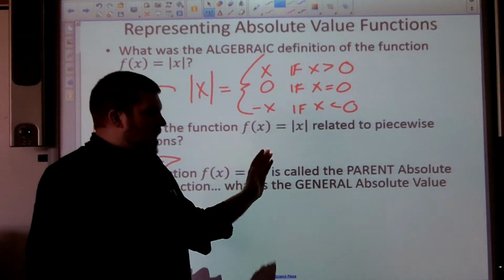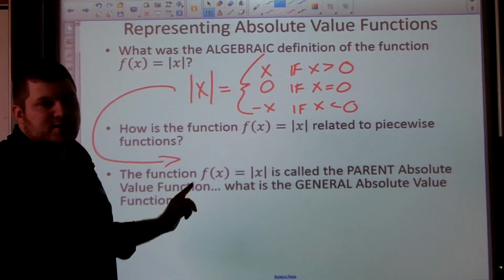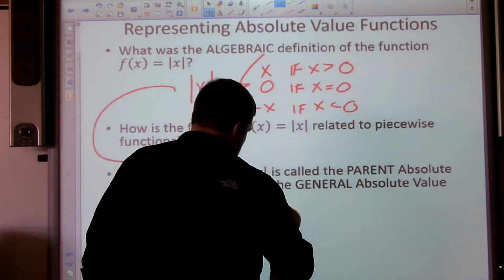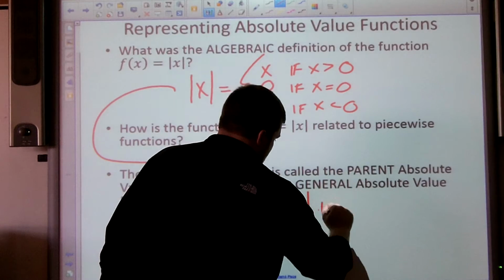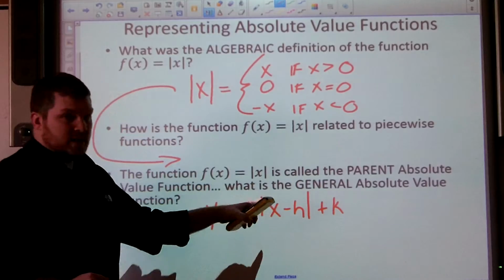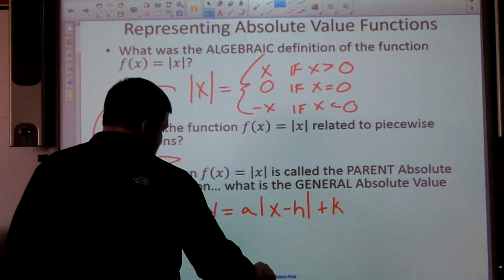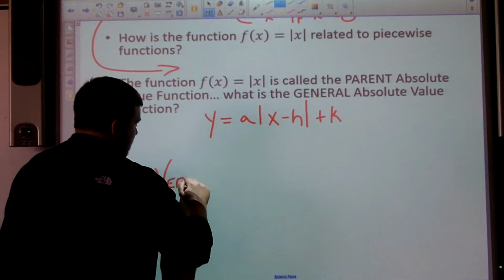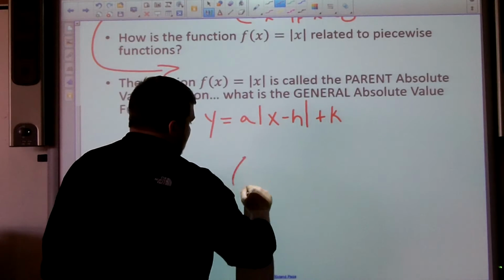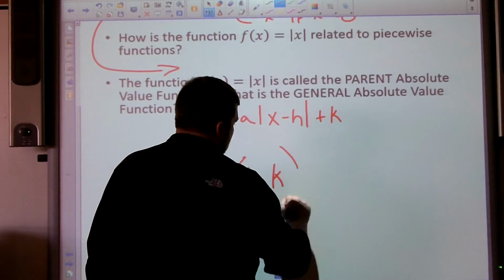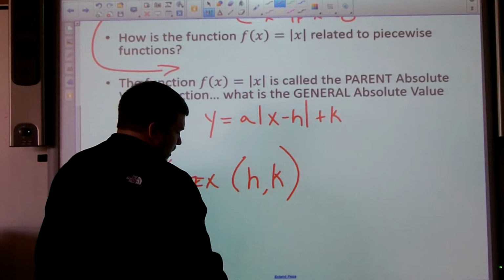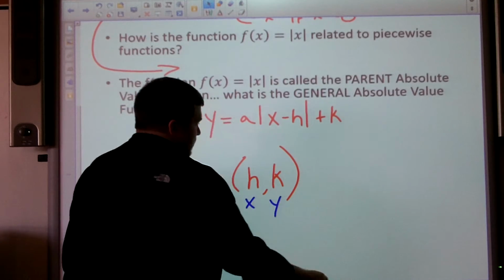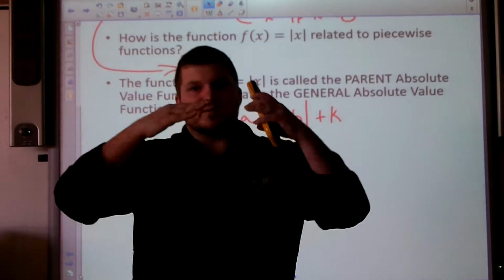Now, this is called the parent absolute value function. We want to know what is the general absolute value function. So here it is: y equals a times the absolute value of x minus h, plus k. You need to know this. There are certain things that we need to know. The vertex is located at h comma k. This is kind of like our x, this is our y. That's the specific location where the vertex is, the bottom of our V or top of our mountain.